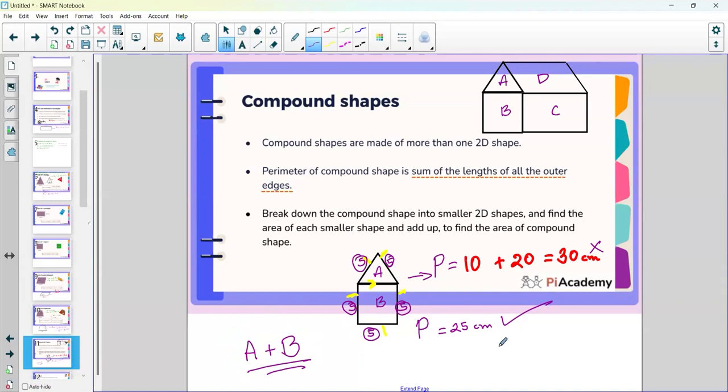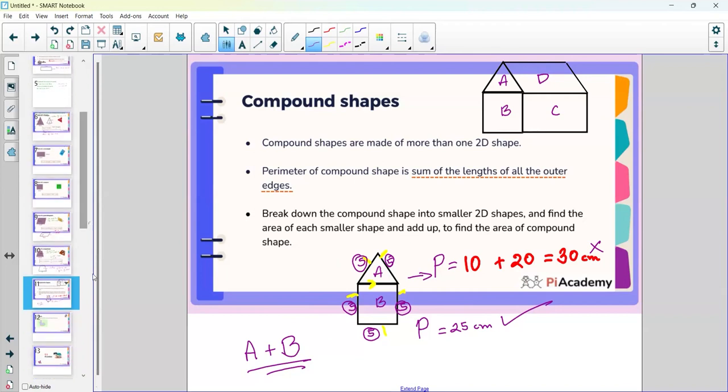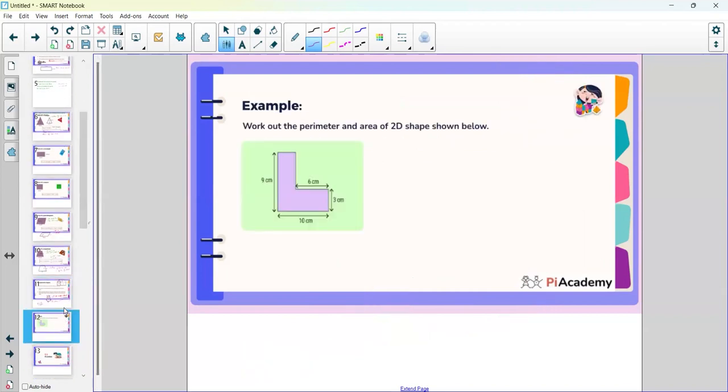So what will be the area of the compound shape? It's simply breaking down into the area of two different 2D shapes and then adding up. That's how you figure out the area of compound shapes. Okay. Let's check out one question on compound shapes. Work out the perimeter and area of the 2D shape shown below.